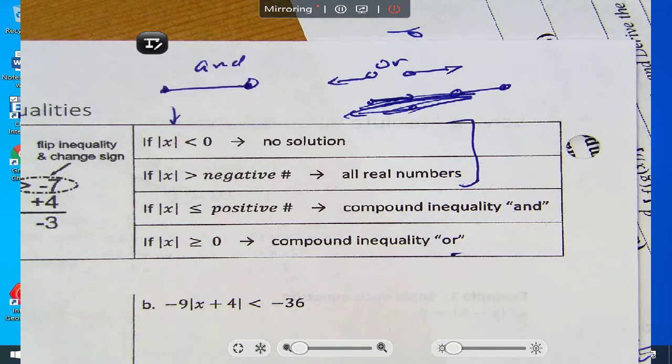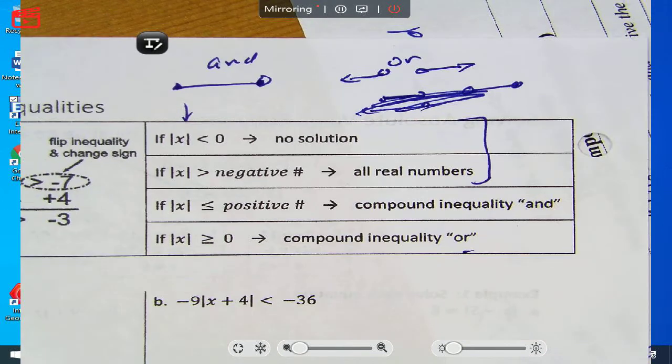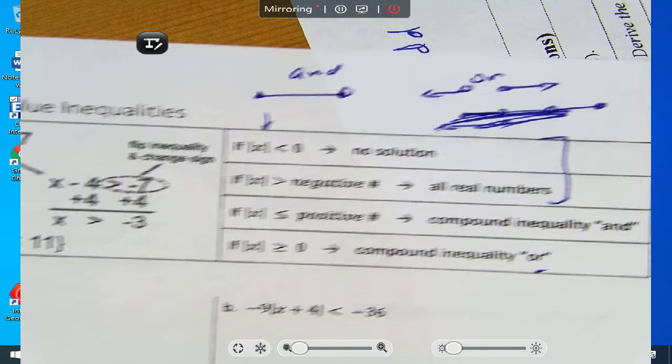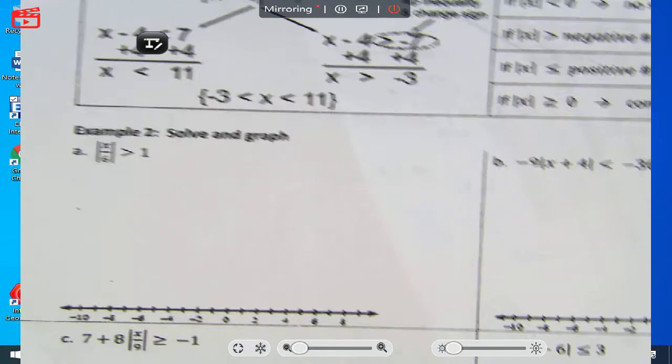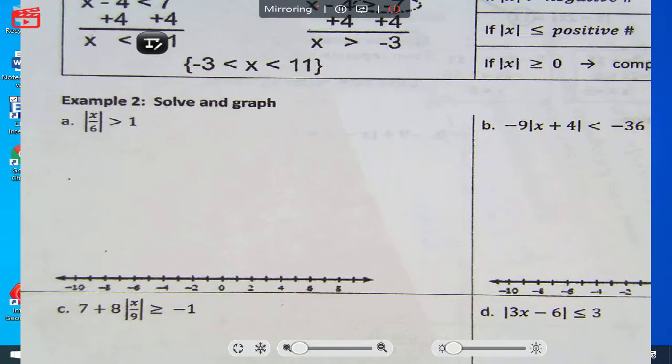Okay? Alright, and then somebody pointed out this morning, wait, this was in Algebra 1. That's true. This was covered in Algebra 1. But I need to make sure you still remember how to do it.